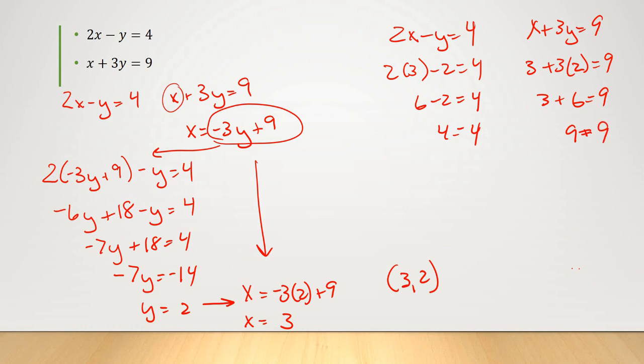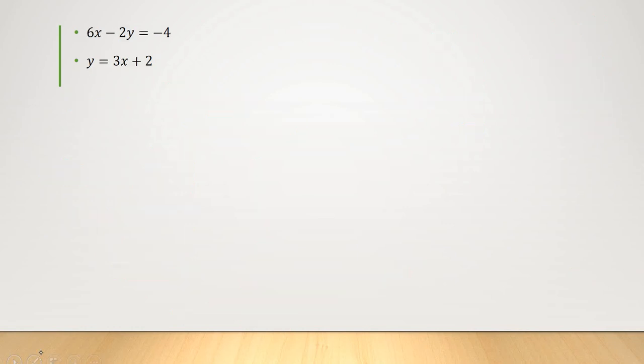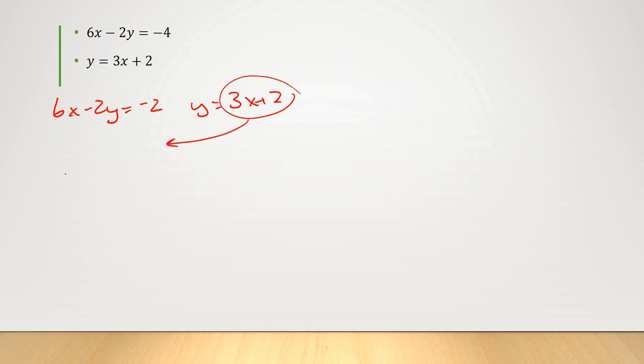Okay, I'm going to give you one more to try on your own. So try this. Okay, this one was a little different. 6x minus 2y equals negative 4. Y equals 3x plus 2. So this one is already solved. All I have to do is bring this over and substitute it for y.